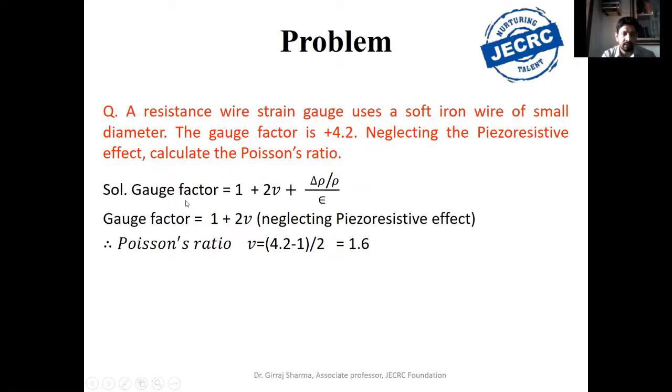We know that the gauge factor is equal to 1 plus 2v plus del rho by rho divided by epsilon, where epsilon is longitudinal strain, delta L by L. Since the piezoresistive effect can be neglected, we can neglect the quantity del rho by rho divided by delta L by L. Hence, the final value of the gauge factor is equal to 1 plus 2v. Here, the gauge factor is given as 4.2. So we can put this value 4.2 and finally calculate the value of Poisson's ratio, which is equal to 4.2 minus 1 divided by 2, which is equal to 1.6.